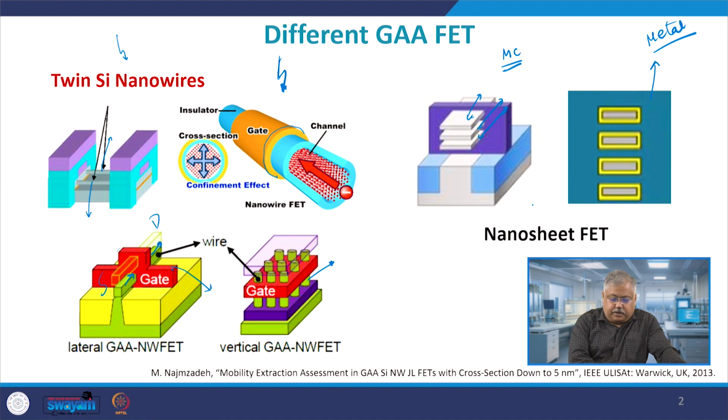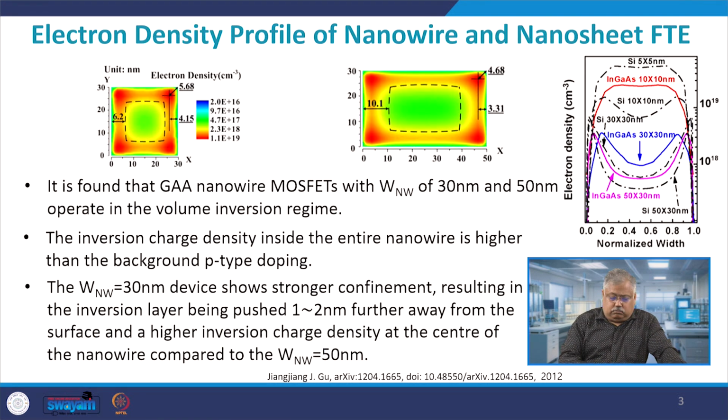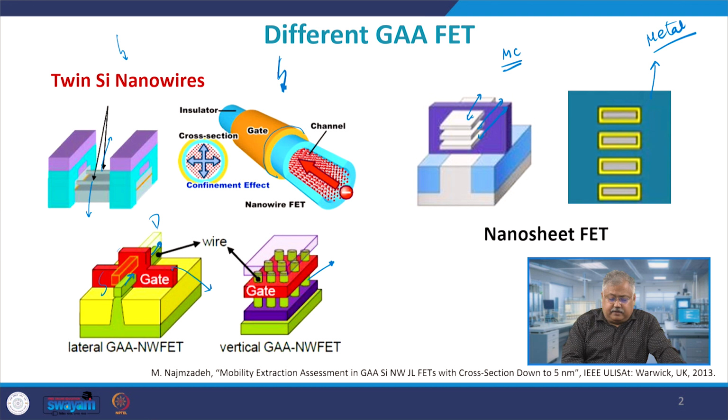Let us come to the functionality of it and then we will come to the discussion. The functionality is exactly the same as a bulk MOSFET. How? Let us suppose the gate voltage is greater than the threshold voltage of these sheets which you see here. These are referred to as, let me define them as, nanosheets.